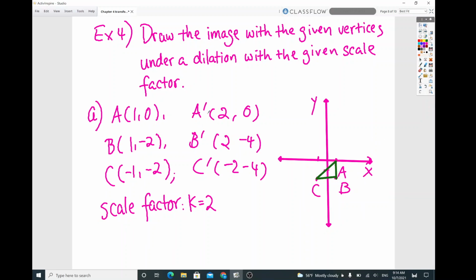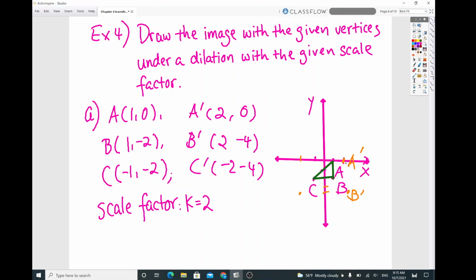and then get a piece right here, A prime, so (2, 0). Okay, let's use a different color for this one. B prime, (2, -4). And then C prime, (-2, -4). And as you can see, the figure is a whole lot bigger. Well, it's actually twice as big as the original one. Again, for the dots, simply connect them.